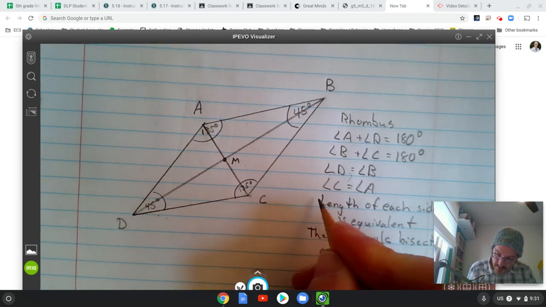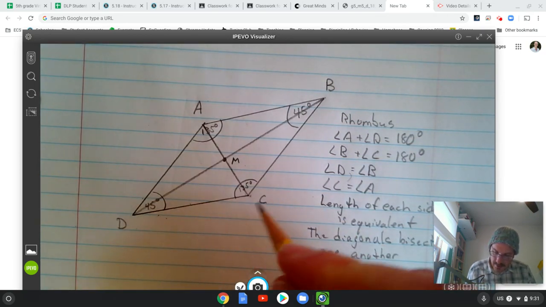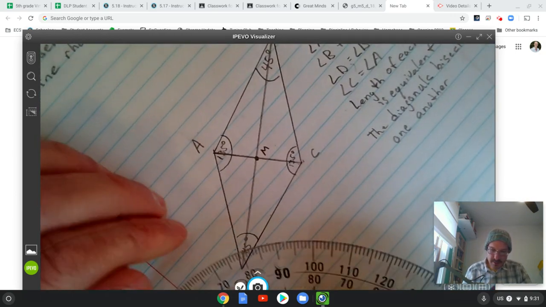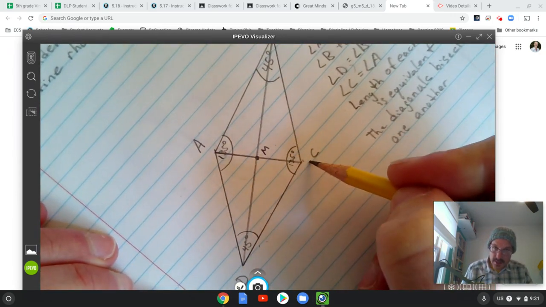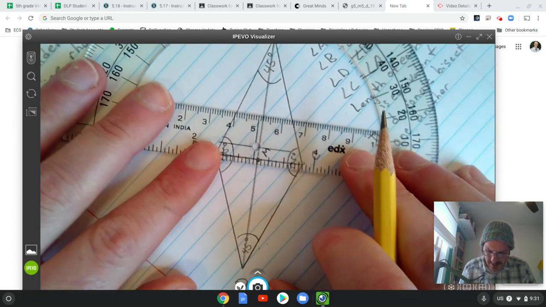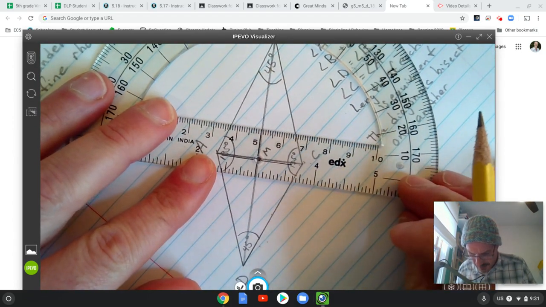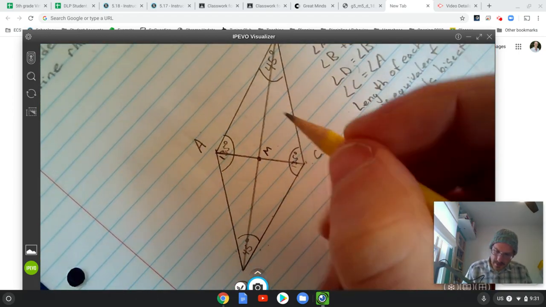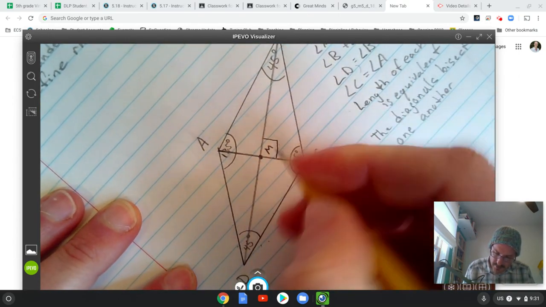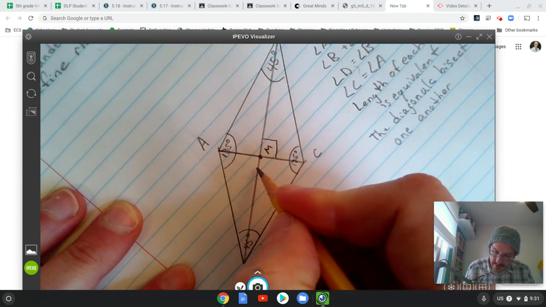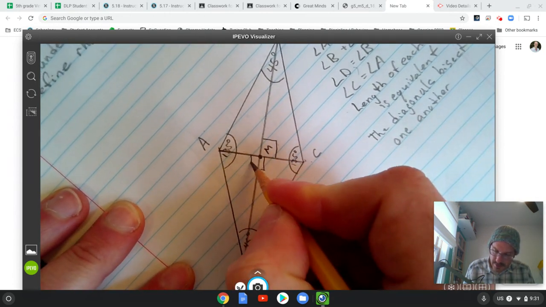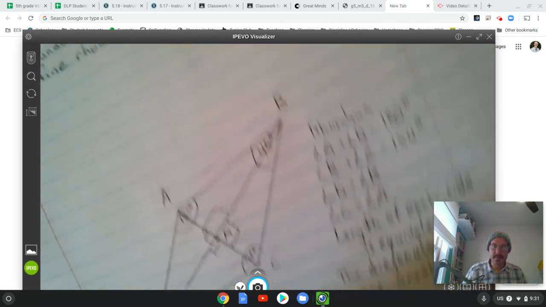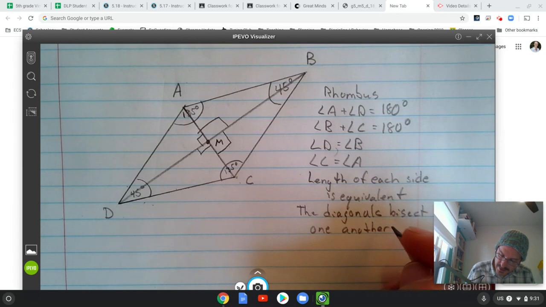And there's an additional piece. The measure of each of these angles, angle BMC, is 90 degrees. So you can see that that's 90 degrees. And if this is 90 degrees, and all of these are going to equal 360 degrees, then this is also 90, that's 90, and that's 90. So they are all 90 degrees. So the diagonals bisect one another.